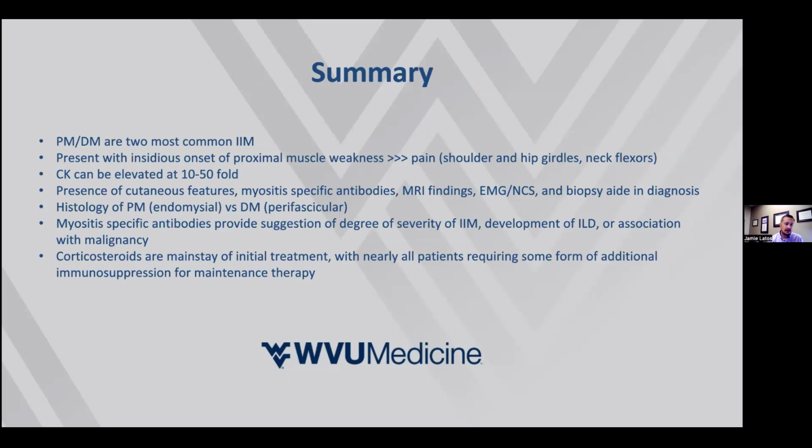And the last slide, which is a summary slide, just some highlights from the presentation. So again, although there are many different types of inflammatory myopathies, this focused primarily on polymyositis and dermatomyositis as two of the most common that we would encounter in clinic or in the hospital. And generally, these are going to present with an insidious onset of proximal muscle weakness, which should, in most cases, far outweigh the pain that they report.